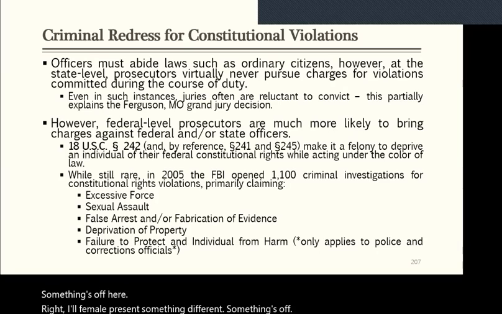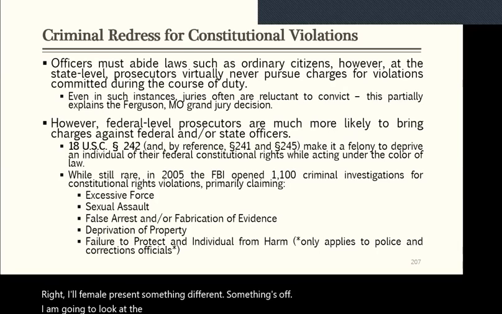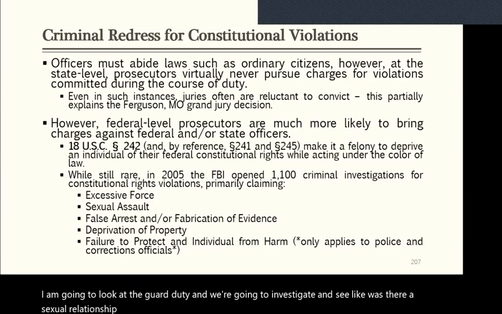And we're going to look at the guards and who's on duty, and we're going to investigate and see whether there was a sexual relationship. Did a guard take advantage of an inmate? Did they rape the inmate? Again, generally speaking, it's always going to be rape because it's a vulnerable population. You can't consent.